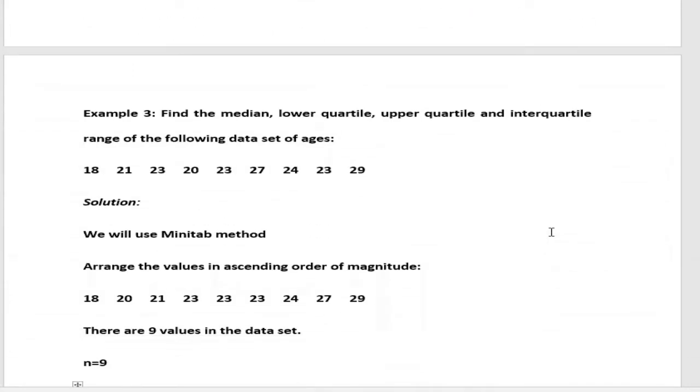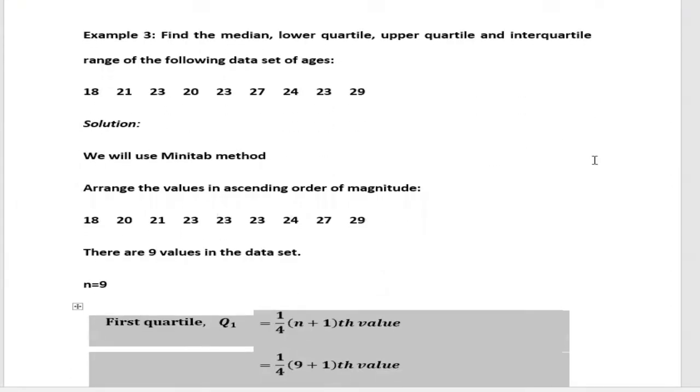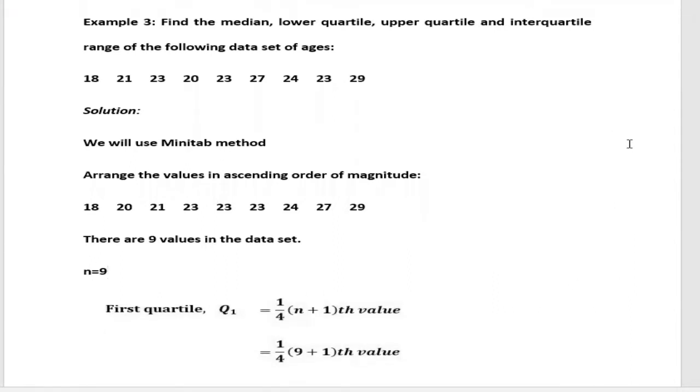Let us calculate the quartiles from the ungrouped data. These are the ages of the people. We are going to calculate the quartiles by the Minitab method. There are also many methods. I'll give you the other methods in the reference, but for me this is the easiest one, and I think you will enjoy this method.